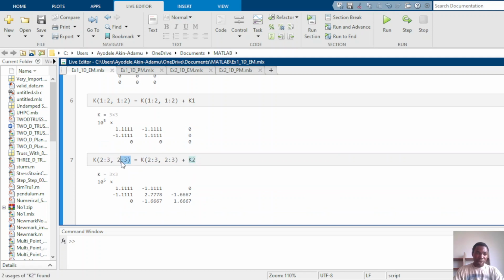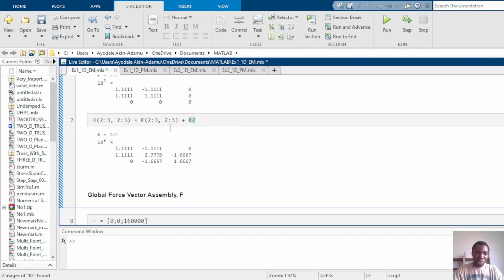So what's in this bracket means from 2 to 3 along the row, comma, from 2 to 3 along the column, add K2 in that position. So you write this equals to this plus K2. Once you write this code and you click on run, K2 gets added. This value here is our global stiffness matrix for the finite structural model.